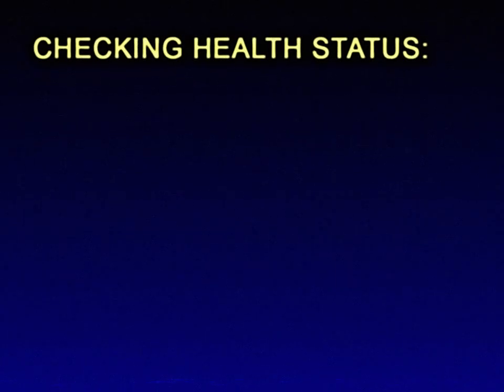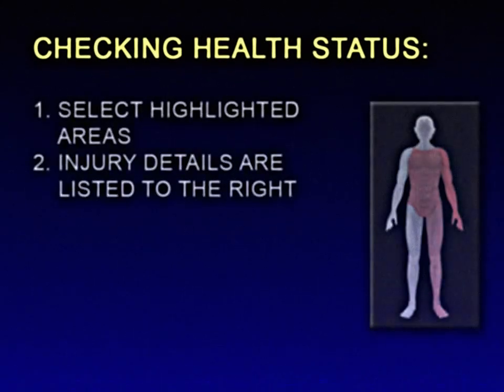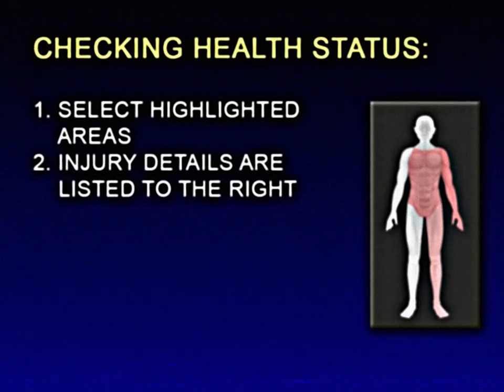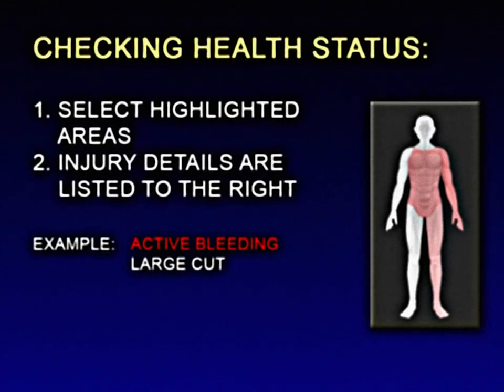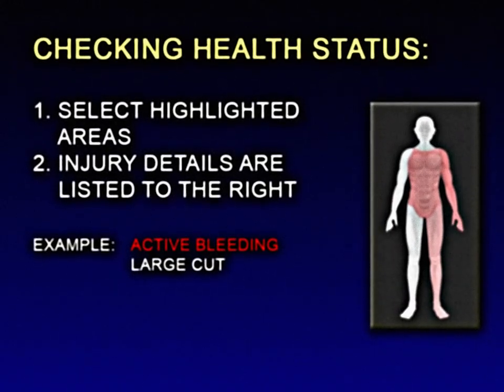Standard operating procedure dictates that the first step in medical treatment is to verify the health status of your patient. Check the anatomical graph for areas highlighted in pink or red. This means that your patient is injured. Click on the highlighted regions, and the actual injuries will appear in the text box to the right. Text highlighted in red tells you that an injury is severe and requires immediate treatment.